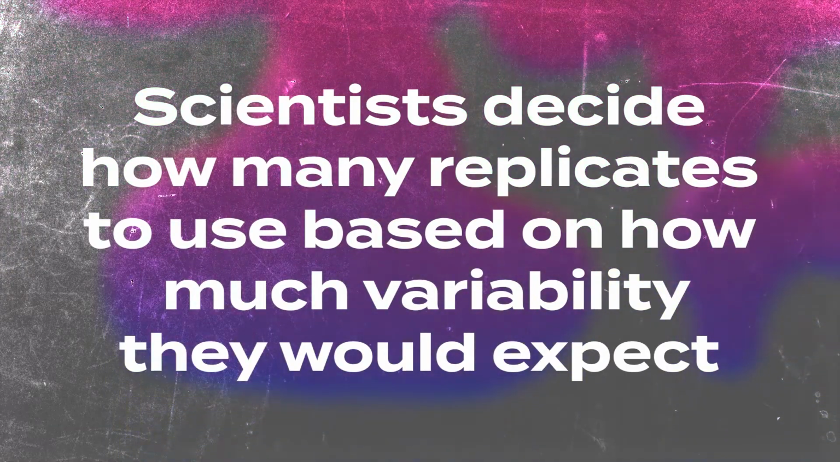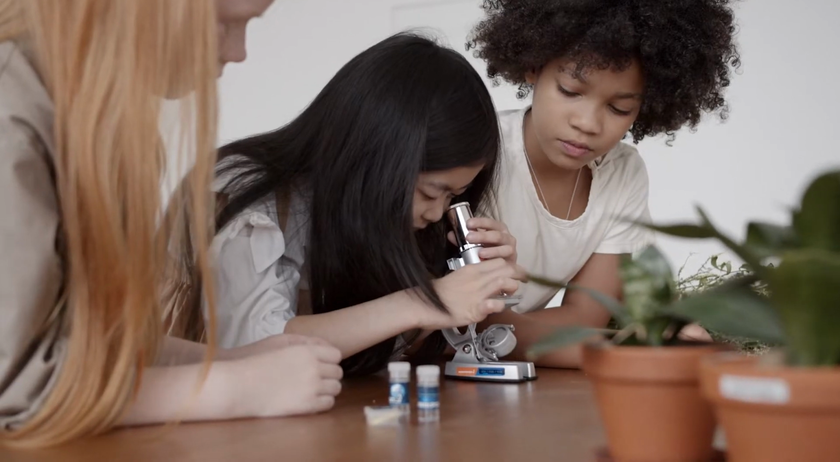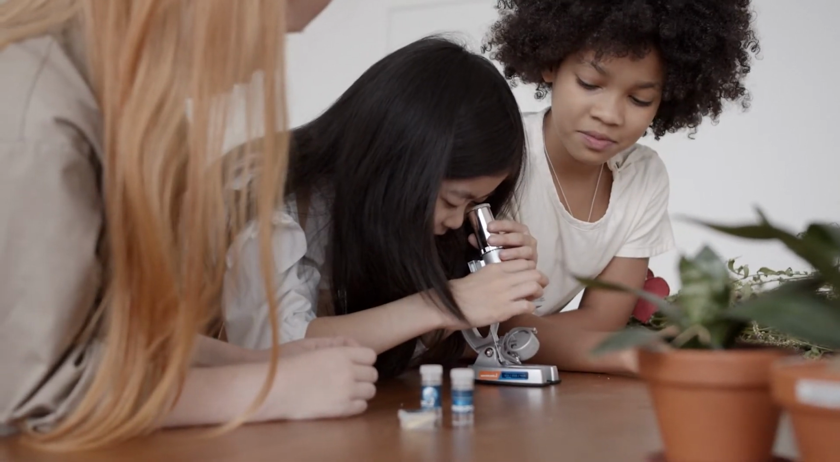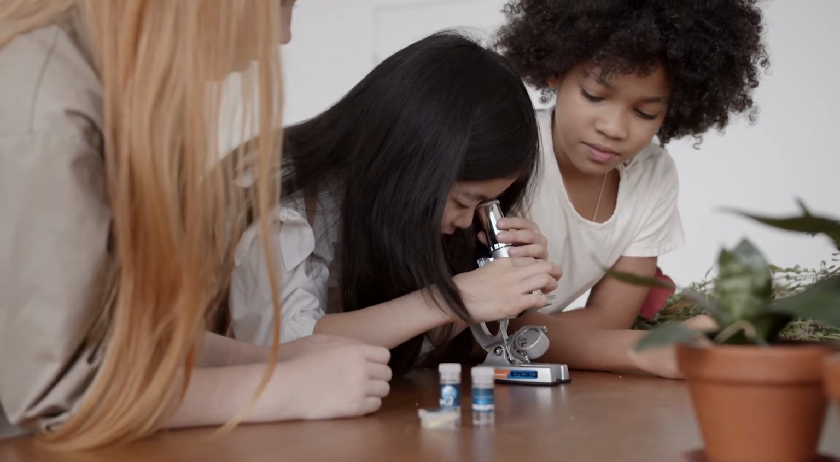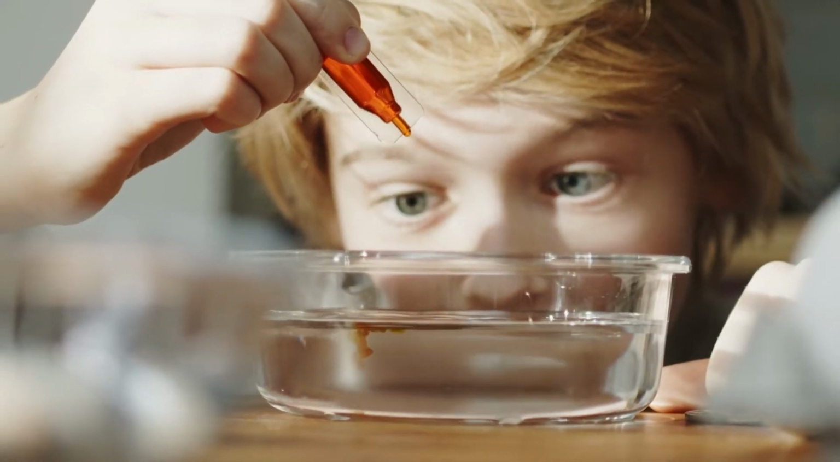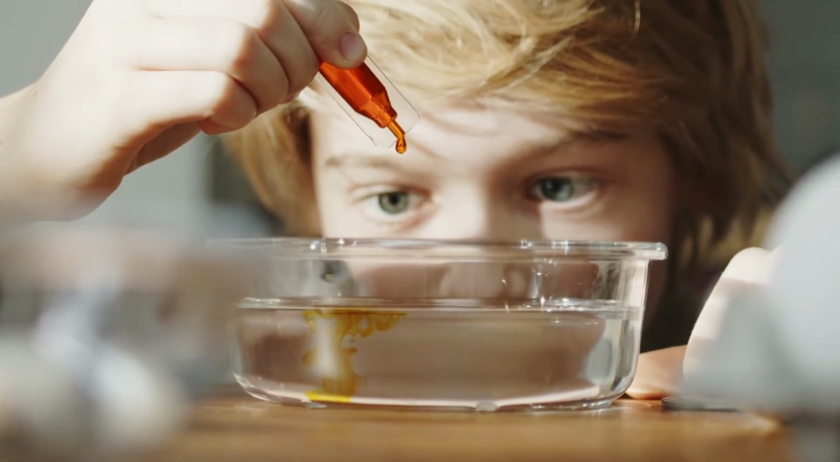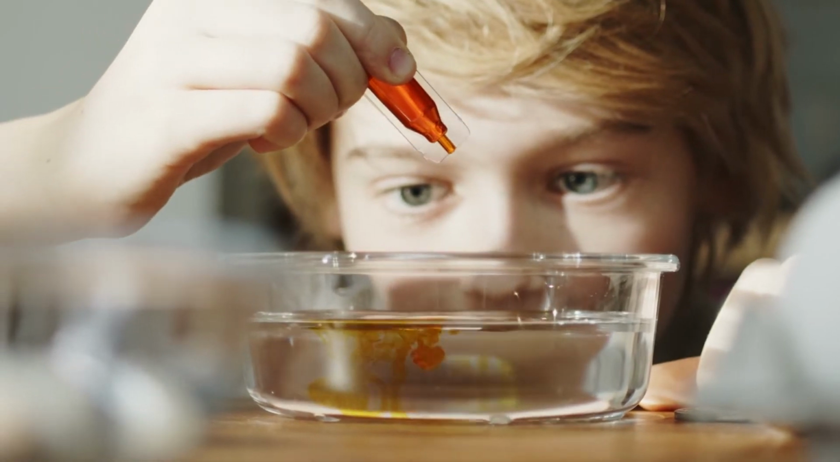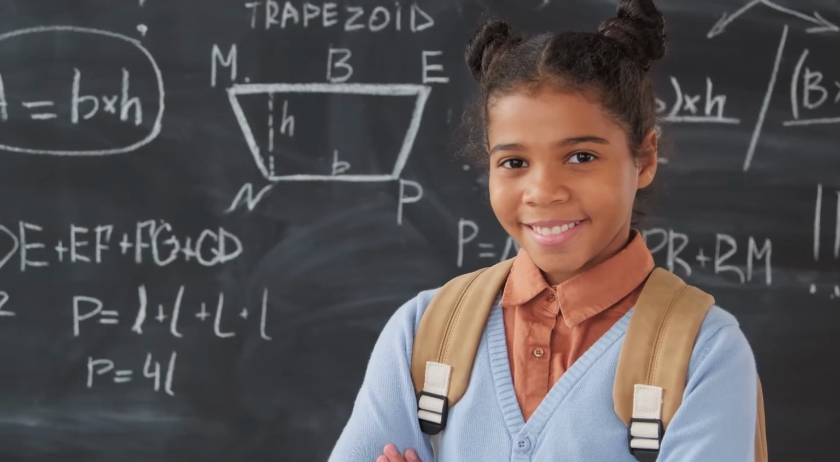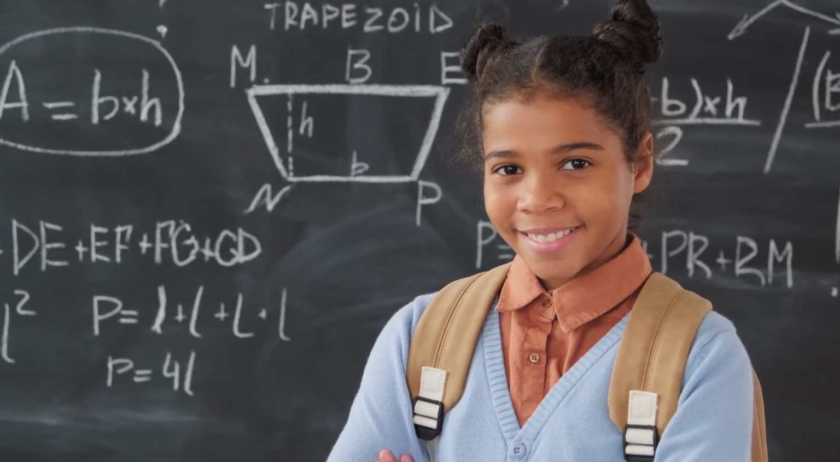Scientists decide how many replicates to use based on how much variability they would expect. For example, scientists studying plants will often use 5 replicates for each experimental condition, while some chemists will use 3, since plants are more variable than chemical reactions. Replicates will help you have confidence in your experimental results and in the conclusions that you make.